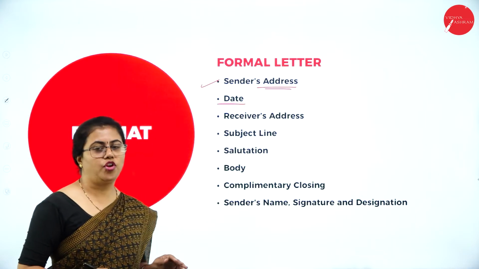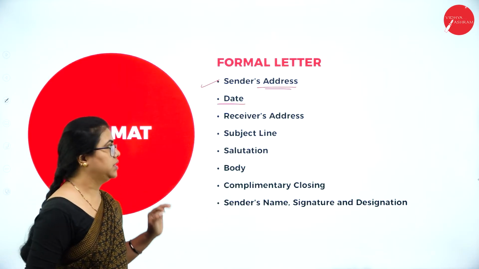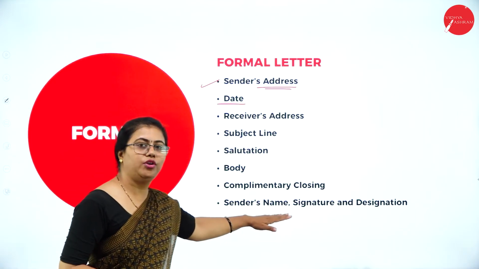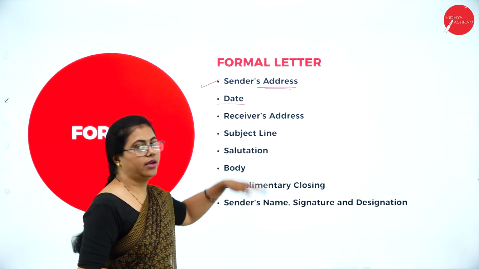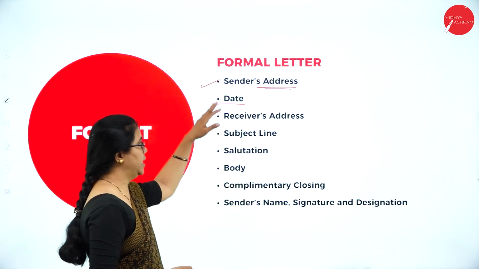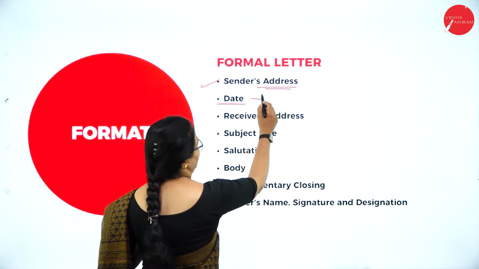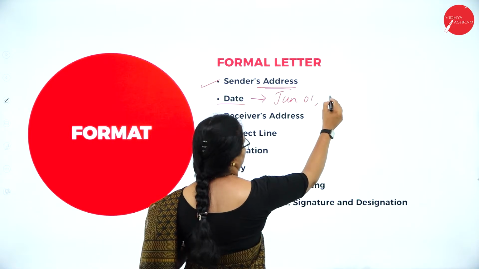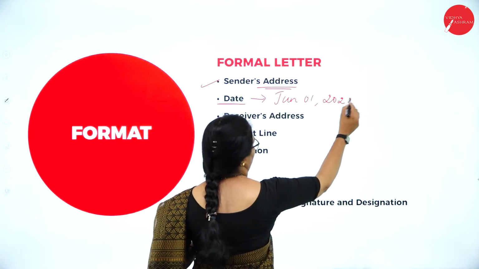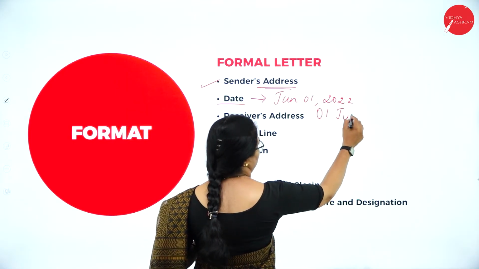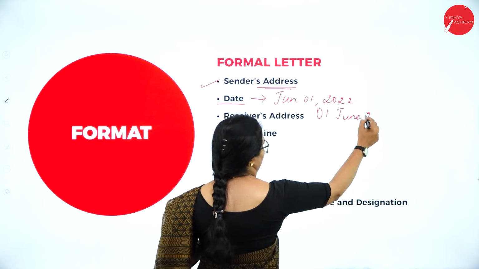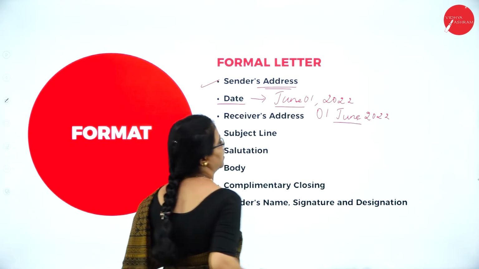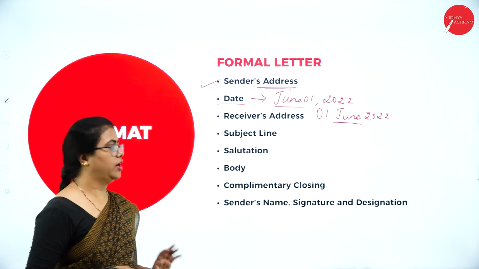Even if you write your name, that's fine, but as per the format you need to write only the address, because when you are closing you are going to write your name, so you need not write it twice. So sender's address you will write, and date will be in elaborate form, something like this: June 1st, 2022, or maybe 1st June 2022. It must be in elaborate form only.